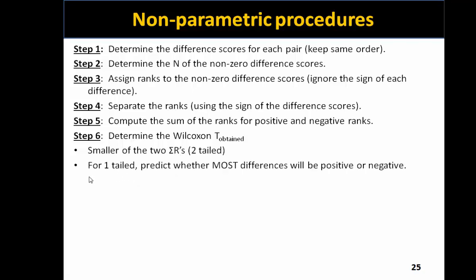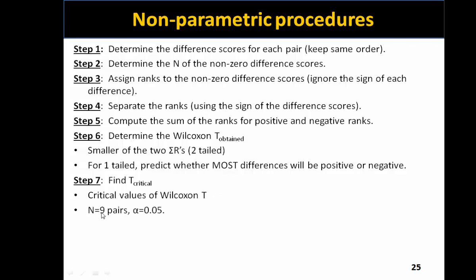In the event that a researcher intends to go for a one-tailed approach, the prediction is whether most of the differences will be positive or negative. And so this is something that would have to be stated very early, prior to the statistical analysis. The T critical value is then obtained from the table that we'll see on the next slide, the critical value for Wilcoxon T. And so it's important to know how many pairs of scores exist.